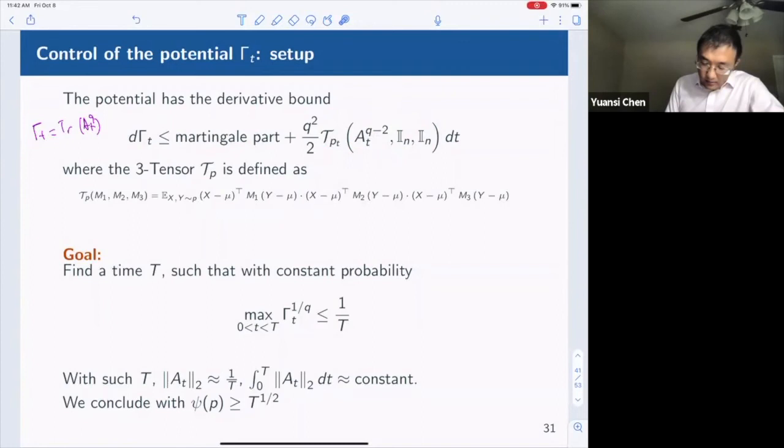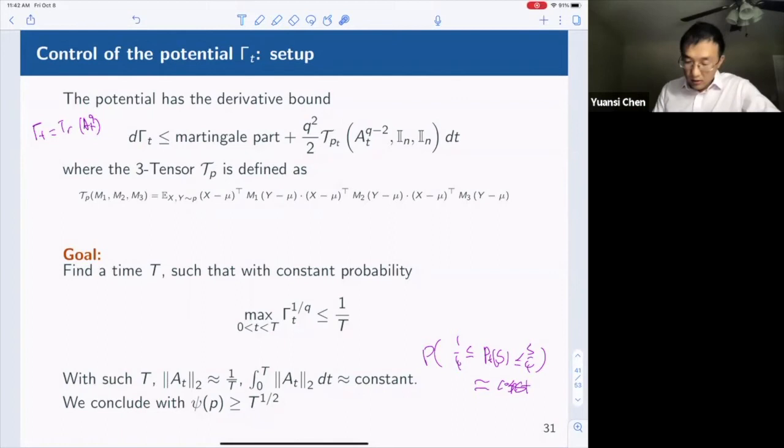And like we explained, you want to find the time t so that this potential function to the power 1 over q is bounded by 1 over t. Then your spectral norm is also bounded by 1 over t, and then the integral is a constant, so that the P_t part is controlled, and this thing is of order constant. Then your isoperimetric coefficient only depends on this t, like how long you can run this stochastic localization process.